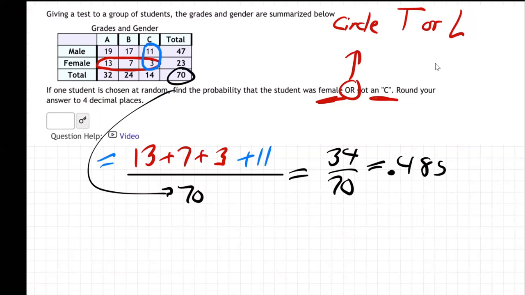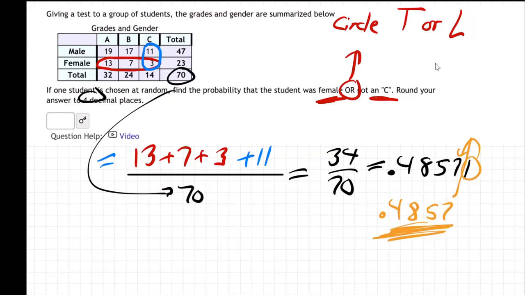0.48571. And they said 4 decimal places. So I went 1 past that. So there's 4 decimals. This is a 1, so that means you just leave it. 0.4857. There we go. There's the answer to 4 decimal places.